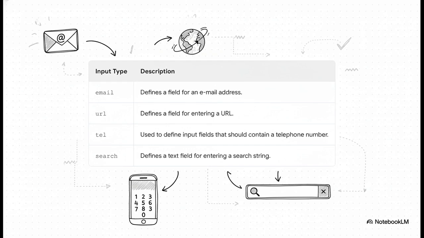When you use type equals email, the browser itself can check if the input looks like a real email address. And even better, think about mobile. When you use the tel input type, the user's phone automatically brings up the numeric keypad. That's a fantastic, seamless experience for the user. It's these tiny details that separate good websites from great ones.